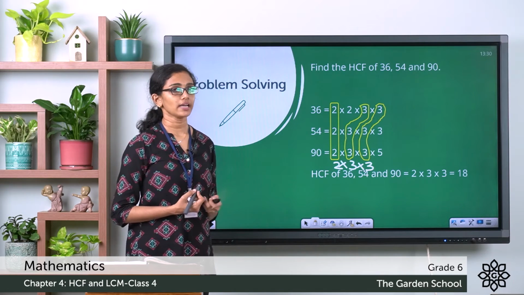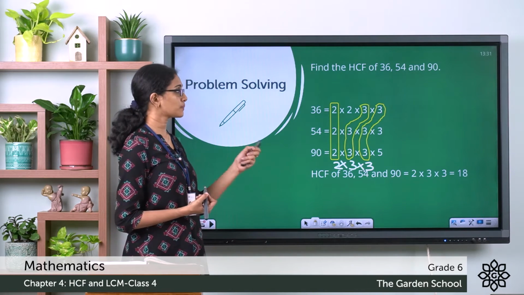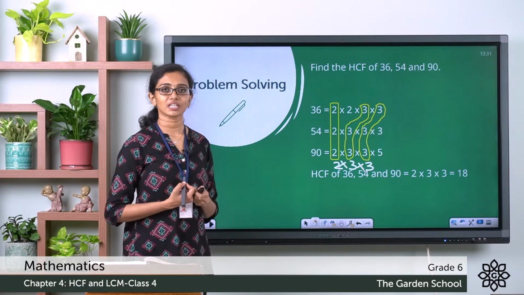So this is how you find the HCF of a few given numbers using prime factorization method. Hope this is clear to you now.